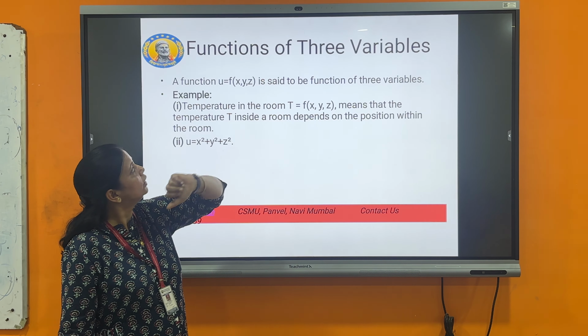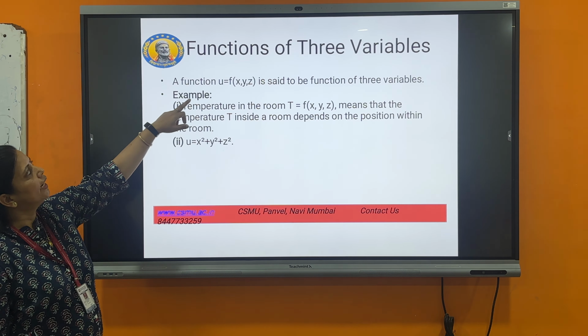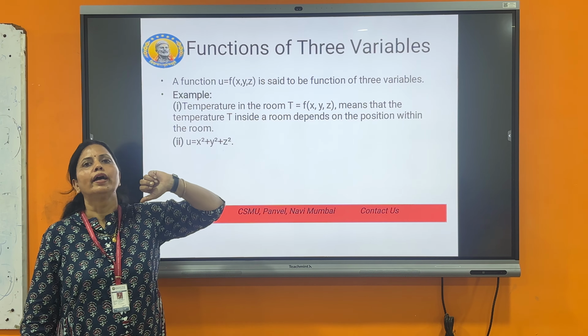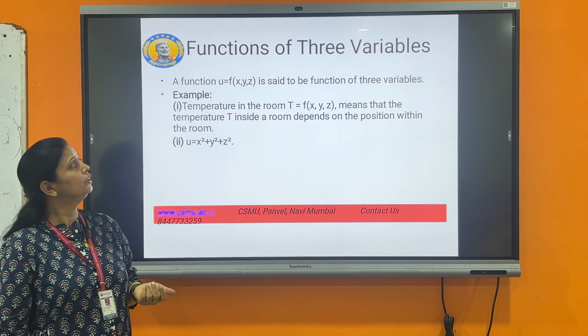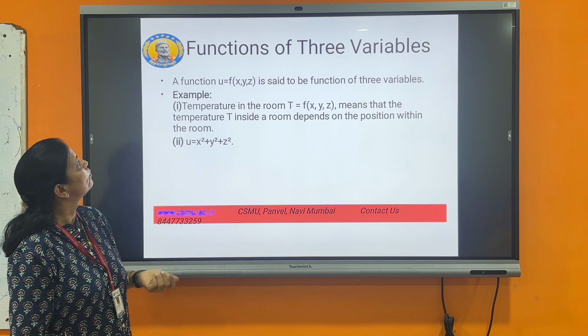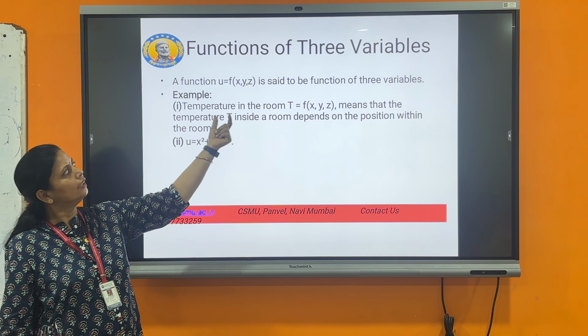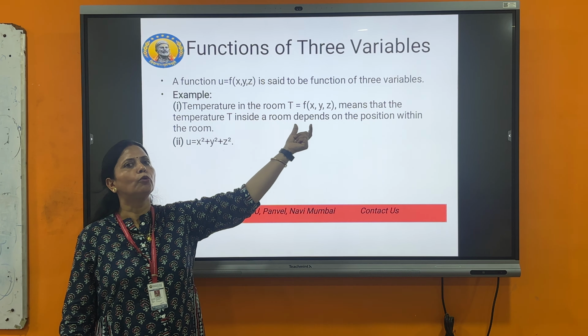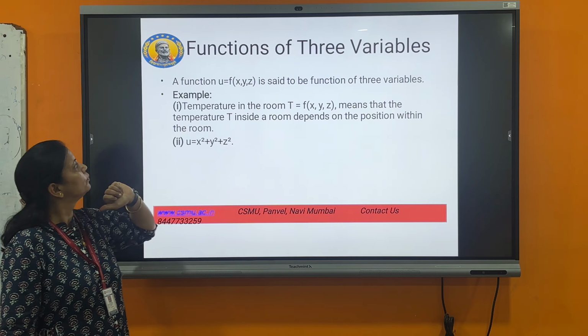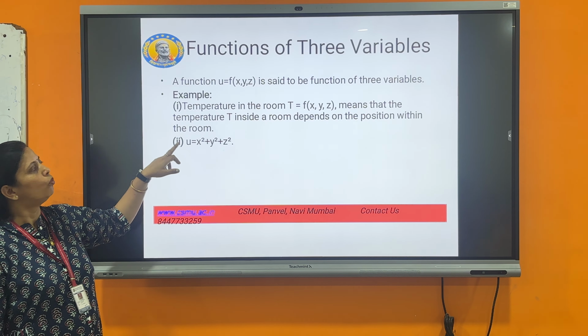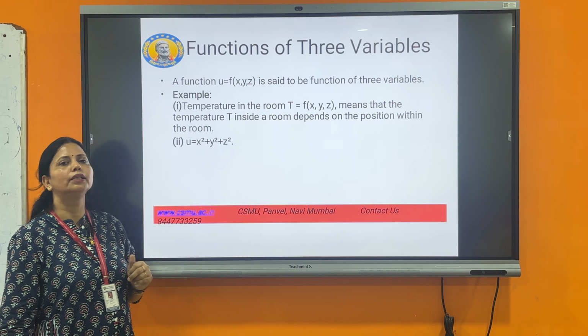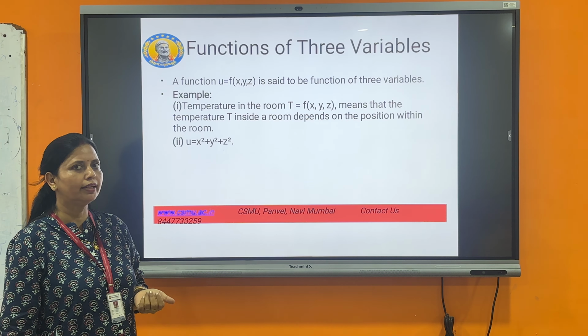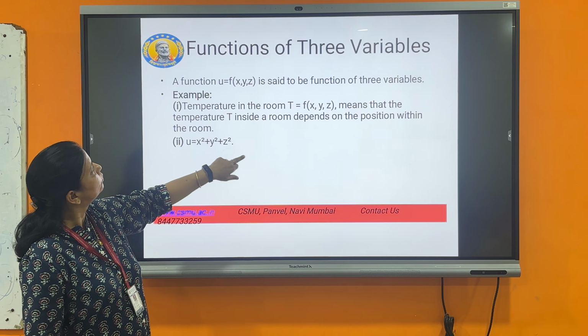A function of three variables is defined as u equal to f of x, y, z, where u is dependent on three variables x, y, z. For example, the temperature in a room, T, depends on the position x, y, z. One more example: u equal to x square plus y square plus z square. u is a function of three variables x, y, z.